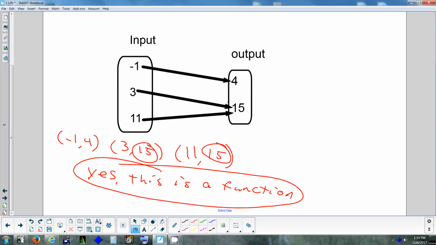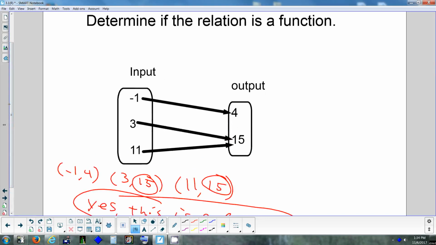More than one arrow to a number on the right, like that, no problem. That's a repeat in the range. That's not in the domain, okay? I find a lot of people usually like to make a coordinate and then write it that way. So any questions on that diagram?